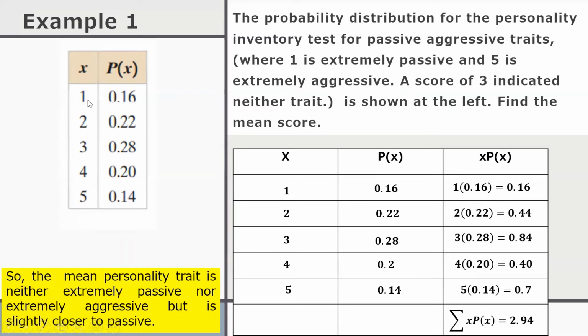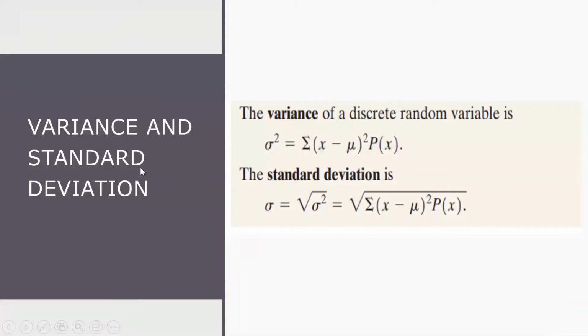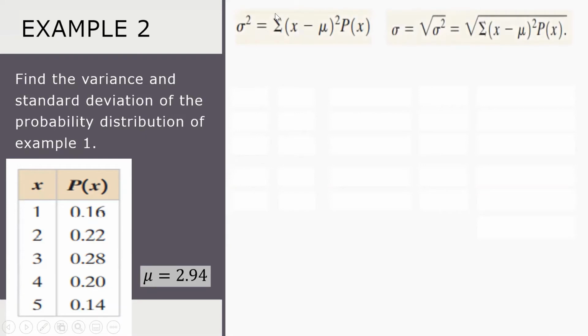Now how are we going to find the variance and standard deviation of the discrete random variable? The variance is given by this formula and the standard deviation is just the square root of the variance. Once you already have the variance, just get its square root, and that is the standard deviation. So let us find the variance and standard deviation of example number 1. This is the formula for the variance and this is the formula for the standard deviation.